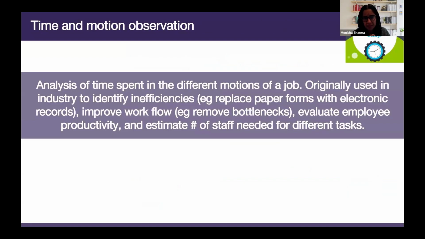And just to define time and motion, this is the analysis of time spent in different motions of a job. It was originally used in industries to identify inefficiencies, for example replacing paper forms with electronic forms to improve workflow. You can remove bottlenecks. You can see that at one point there's not enough of one type of staff, so people are waiting, and you can address that.